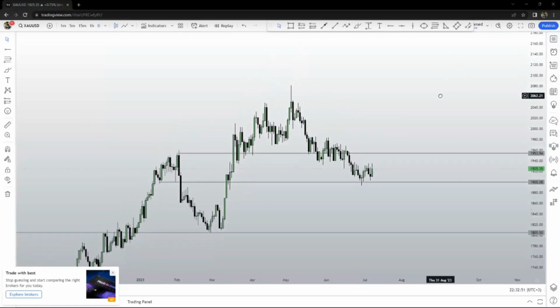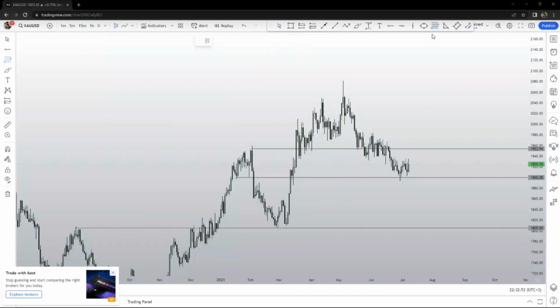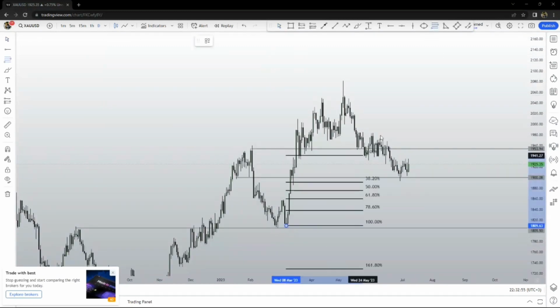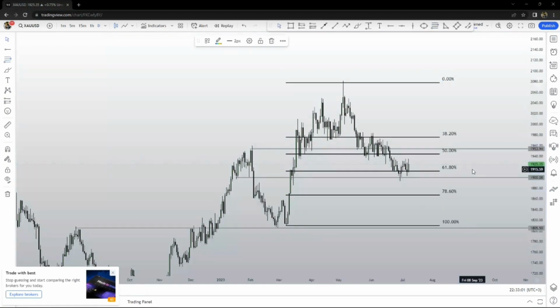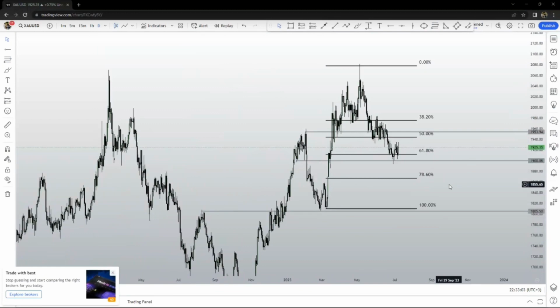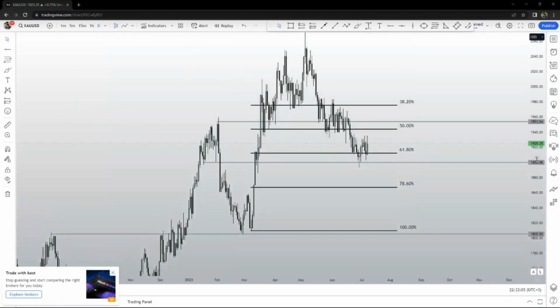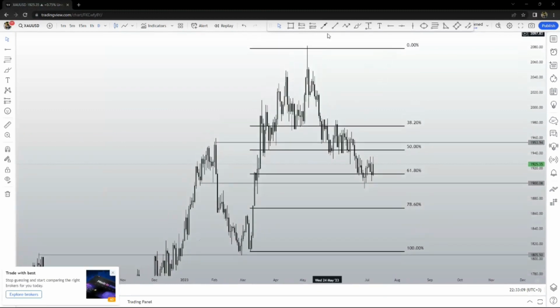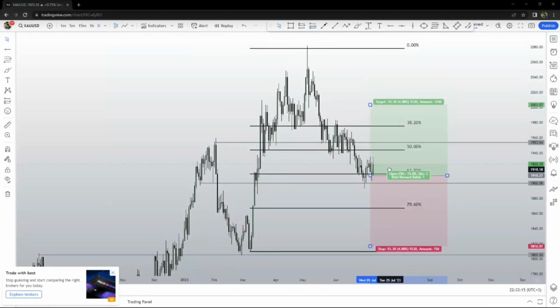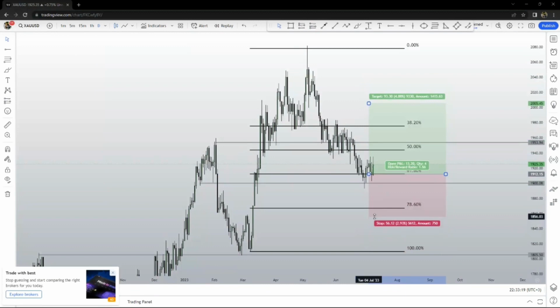You'll find that this is either 50% of the Fibonacci level, something like that. Let me see. You see, it is 61.8% of the Fibonacci level. So these are the key levels. If you're a swing trader and you're planning to buy around here, your SL should be at least here.